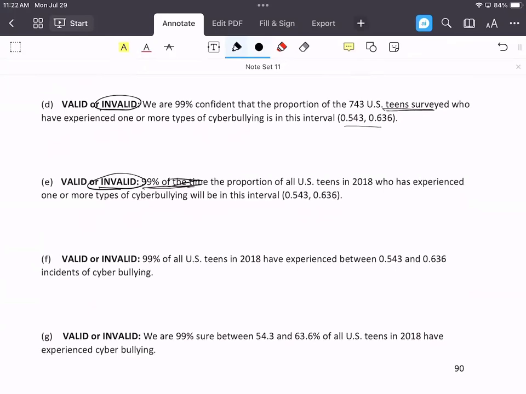F. 99% of all US teens in 2018 have experienced between 0.543 and 0.636 incidents of cyberbullying. Well, we didn't count. We're talking here about proportion of incidents versus number of incidents. So this is invalid.